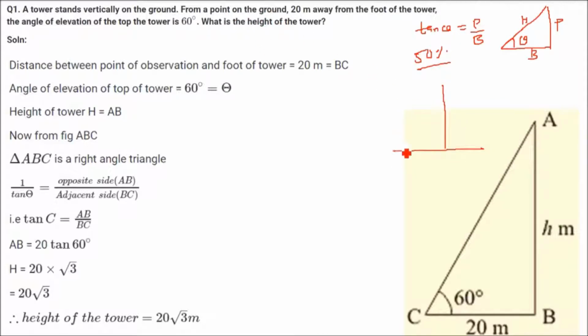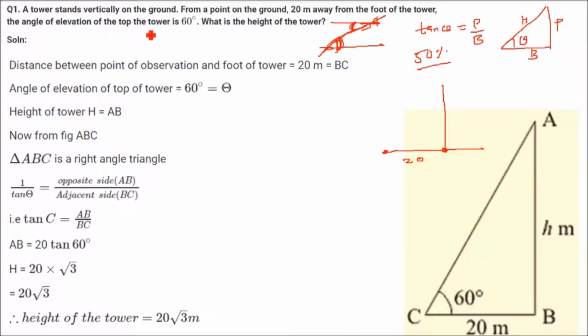From a point on the ground, say this point, 20 meter away from the foot of the tower. The angle of elevation: when we look up, it is the angle of elevation. But when we look down, this is the angle of depression. So the angle changes. But this angle and this angle, because these are parallel lines, will be equal because of the alternate angles between parallel lines and a transversal. So even if the depression is given, we will take this angle. Even if the elevation is given, we will take this angle.